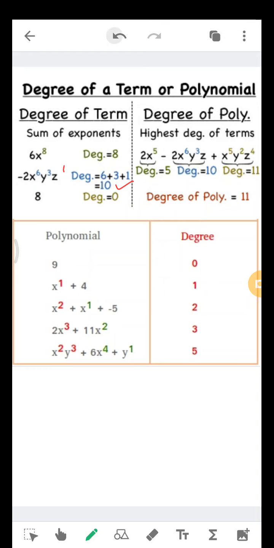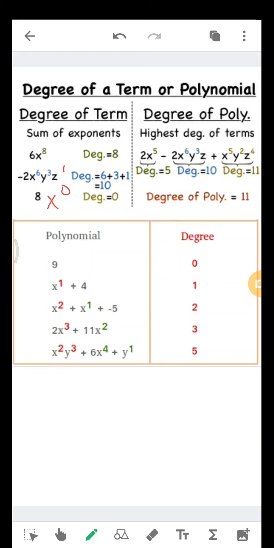And here there is only a number, okay, there is no variable here. So I can write any variable x or anything, I can write power 0 there. So the degree of this term is 0. So a term has a degree as well as a polynomial has a degree.